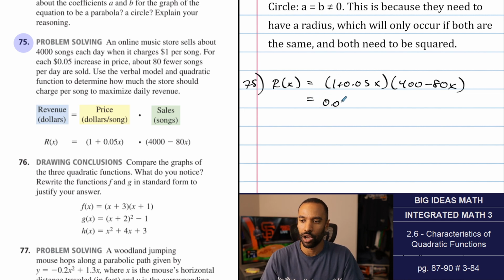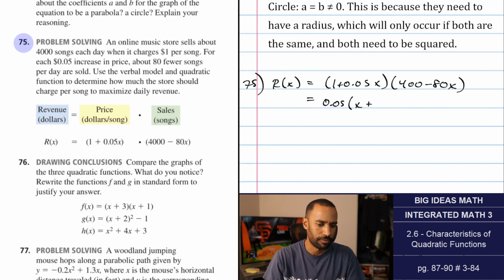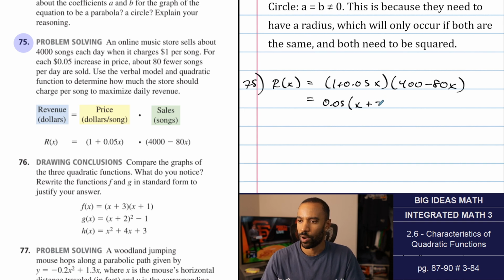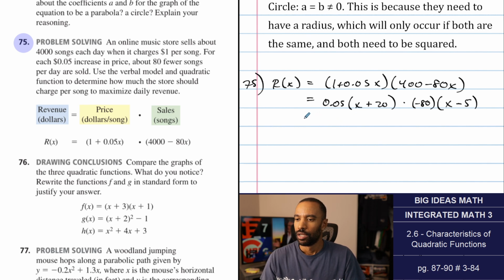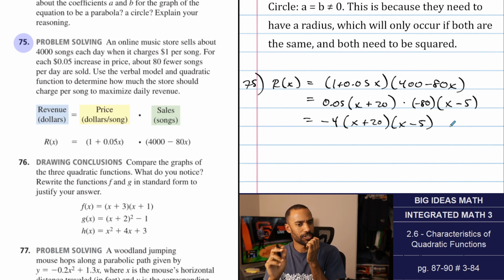Meaning if I factor 0.05 out from this guy, I'll have X plus, what's 1 divided by 0.05? I think it's 20. So X plus 20 times, and if I factor a negative 80 out from here, I'll get X, I think, minus 5. Now, negative 80 times 0.05, oh, duh. So those two become negative 4, and now I have X plus 20 times X minus 5. So this is a factored form version of that thing.